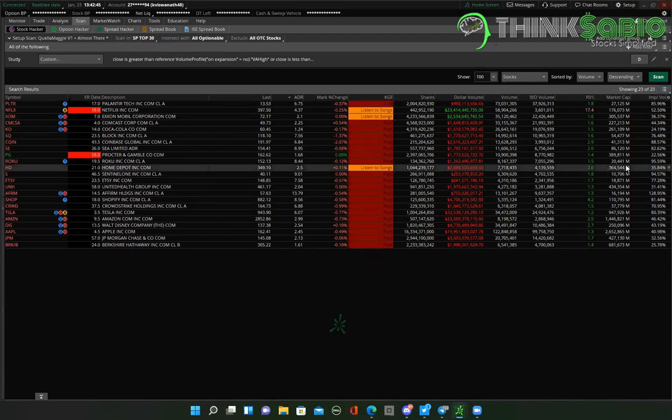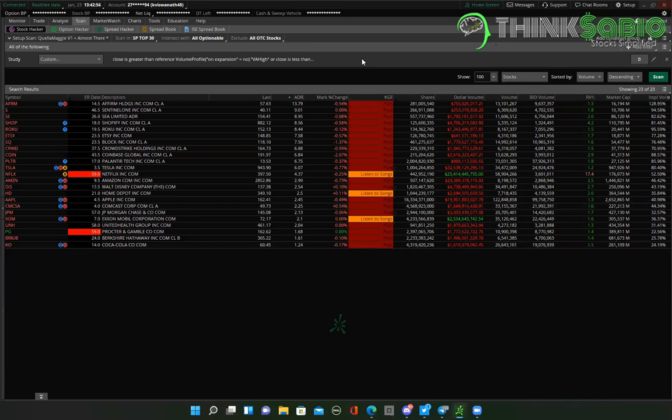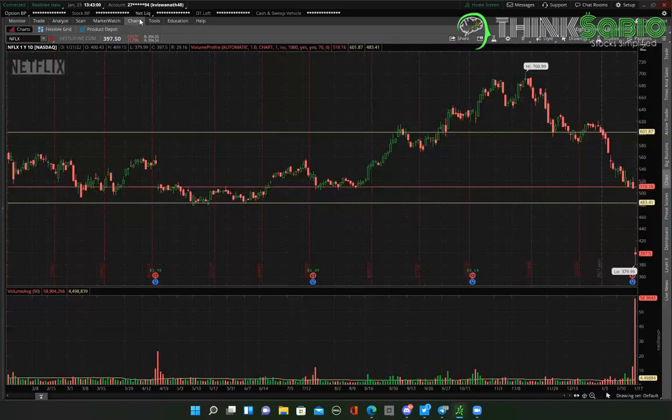I'll also post a script that will scan for the stocks that are just crossing the volume profile. I will post it in the options group. But this is pretty much how you can scan for the stocks that are outside the volume profile. That's how you can trade it.